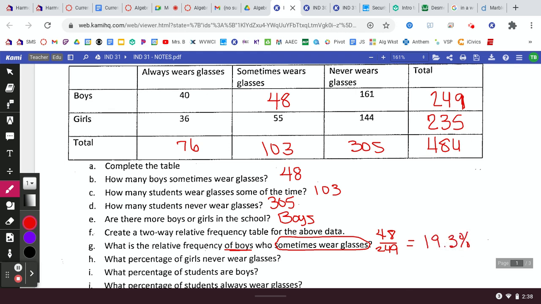19.3%. Good. Okay. All right. The next one says, what percentage of girls? Okay. So in this one, my total number of girls is on the bottom. I'm going to do this one out to the side. I'll kind of stagger them so I try not to get too grouped in there.